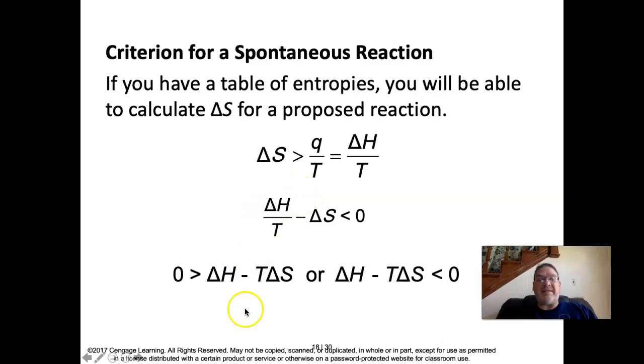For a spontaneous process, this equation here is what will hold true: the change in enthalpy minus the temperature times the change in entropy is going to be less than zero. The key to this equation is twofold. One, the temperature we're working with is measured in Kelvin. Two, enthalpy, the delta H, is measured in kilojoules per mole, while entropy is measured in joules per mole Kelvin. So there will be a conversion of the units from joules to kilojoules in the calculations.